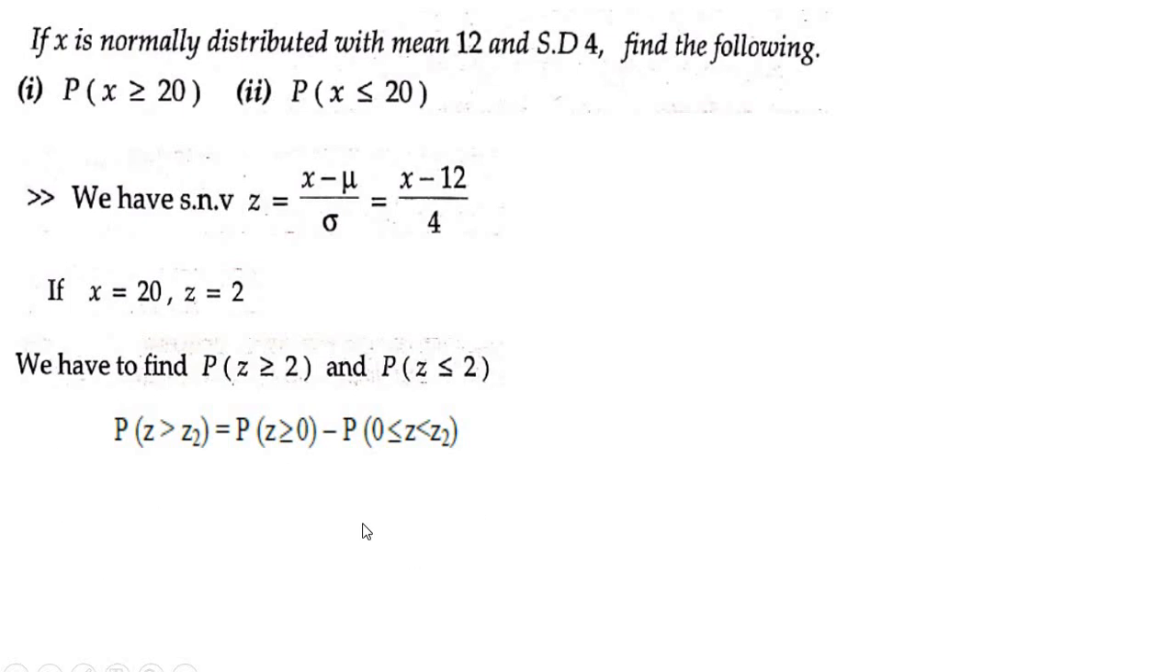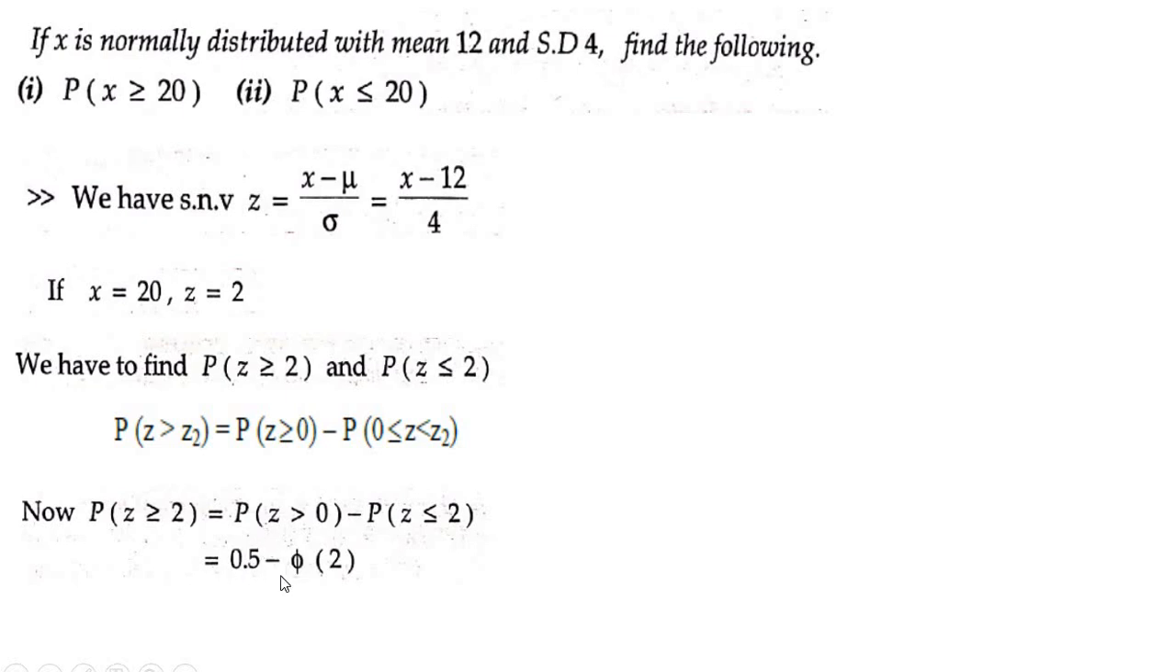So using this property, how do you write it now? P of Z greater than or equal to 2 is equal to P of Z greater than or equal to 0 minus P of Z greater than or equal to 0 less than or equal to 2. Okay, so P of Z greater than or equal to 0 means what? It is also equal to 0.5, 0 to infinity, which is also equal to 1 by 2, or it is equal to 0.5.